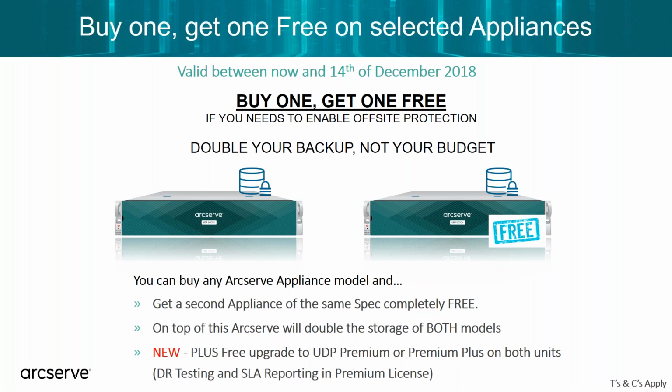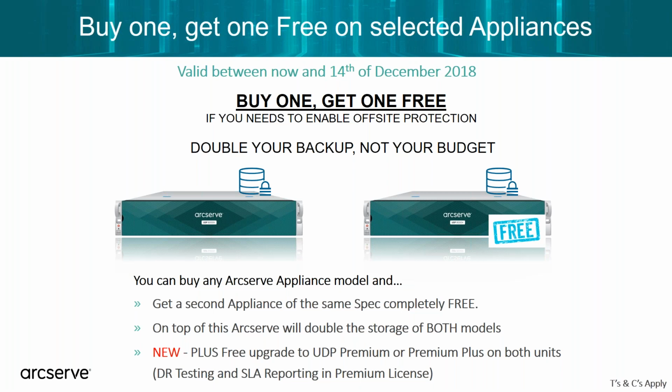So for example, if you needed the capacity of 24 terabytes on a backup appliance, you would only have to license 12 terabytes. And we would double the capacity on the production one, which would give you 24 terabytes, and we would also give you a second 24 terabyte box for free. So essentially all you're paying for is the cost of a quarter of the data that you're protecting, because we're doubling it and we're providing the DR.